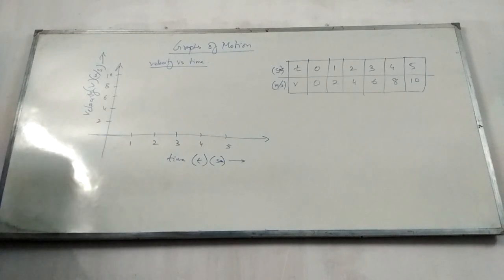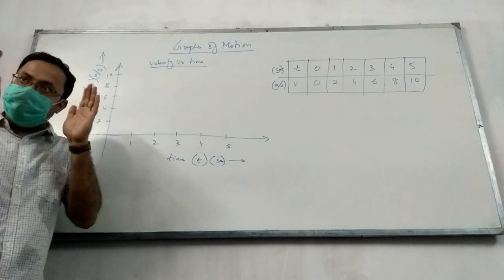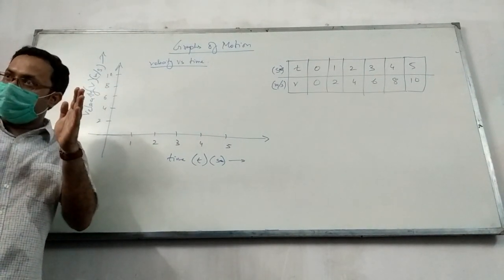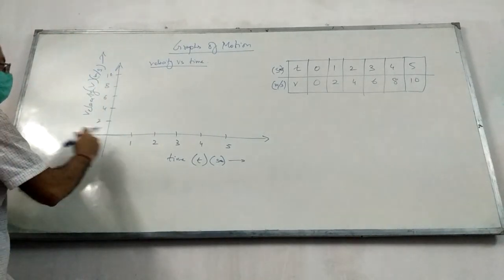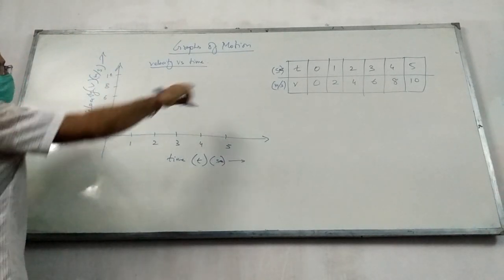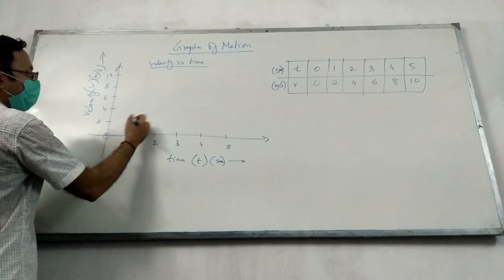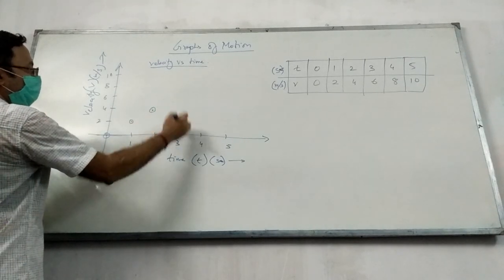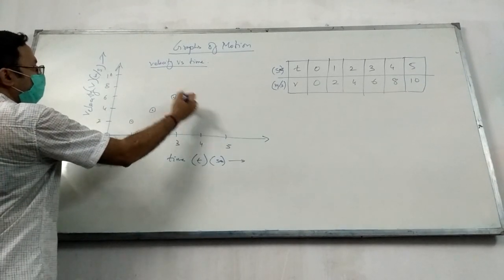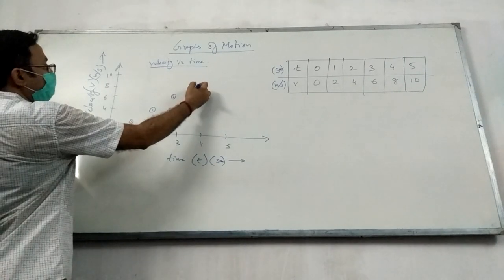Clear? So every notation has got a sense, has a meaning. So you need to understand all the meanings carefully. All right? এবারে যা বলছি, let's plot the values. 0, 0 is the first one, 1, 2 is the second one, 2, 4, 3, 6, 8, 4, 8.